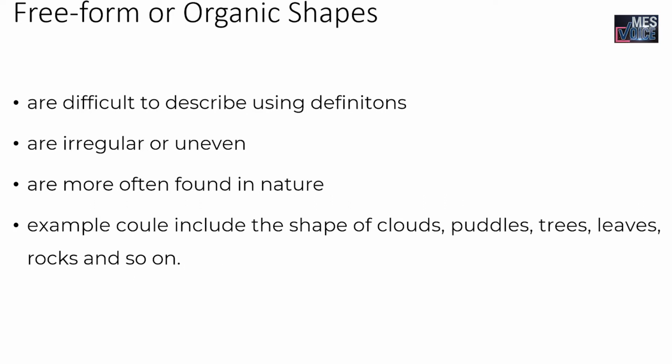Free-form or organic shapes are difficult to describe because they don't have a defined shape. They are irregular and uneven, and are more often found in nature. For example, shapes like clouds, puddles, trees, leaves, rocks, and so on.